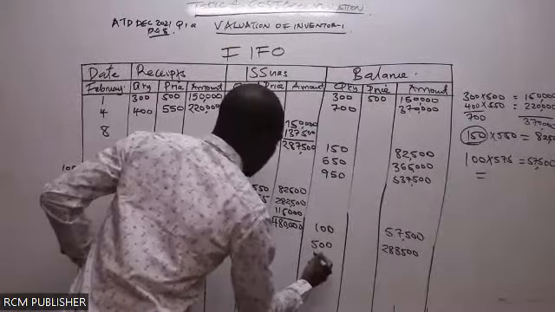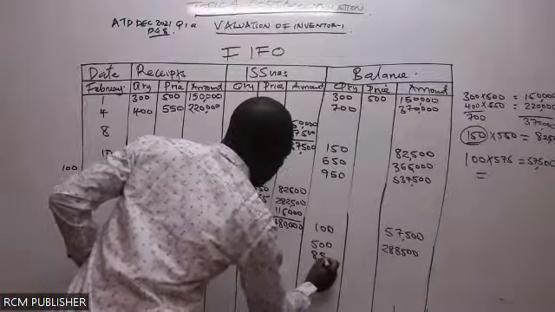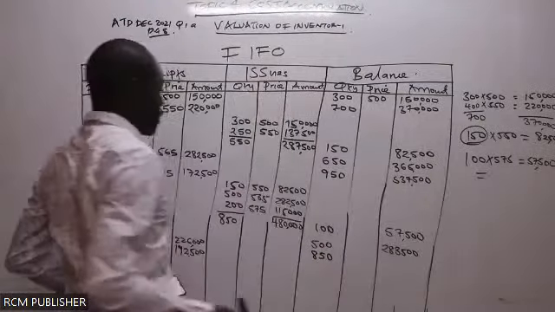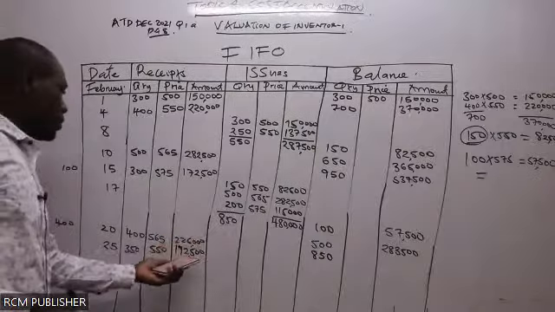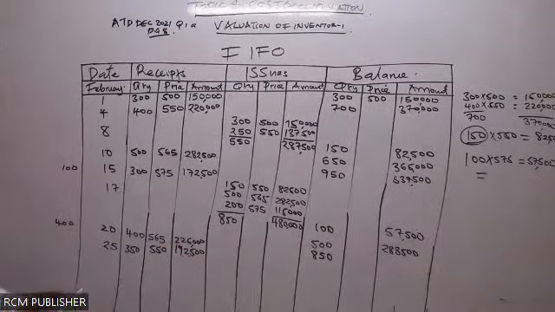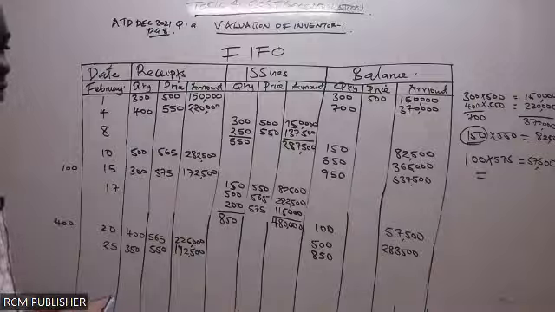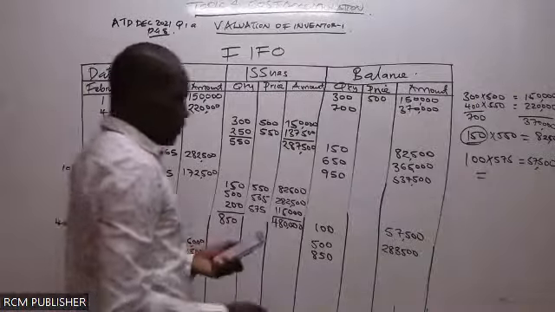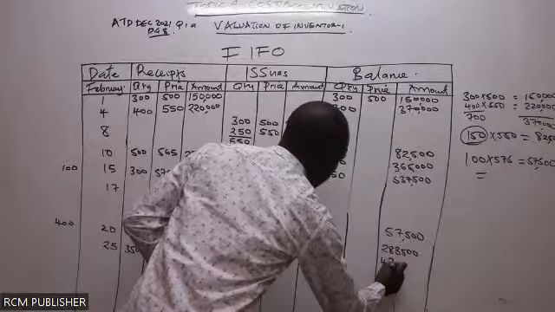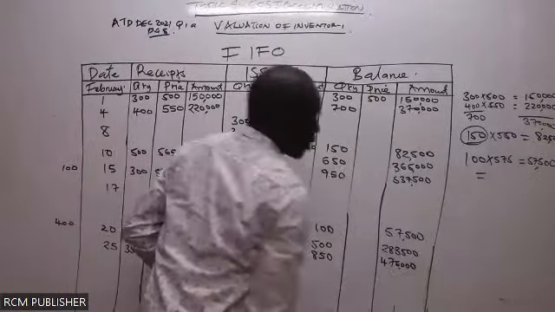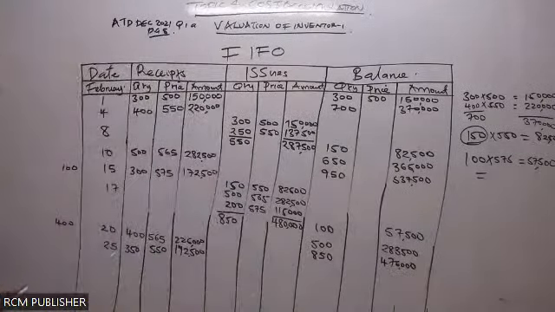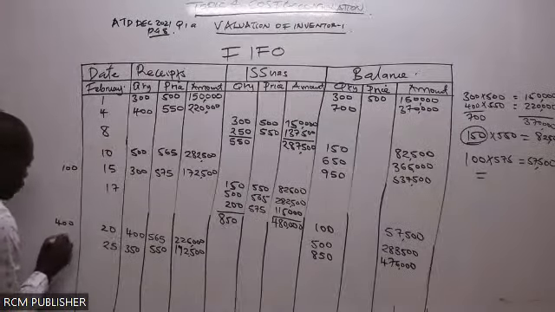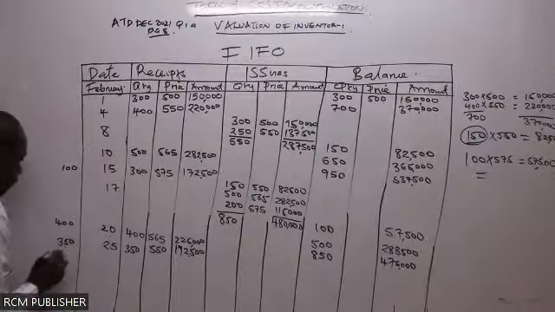If I add to 500, I'm going to have 850. How about the value? 283,500 plus 192,500. What are we having? 476,000. That is what we have, 476,000. Now, don't forget that we've added 350.